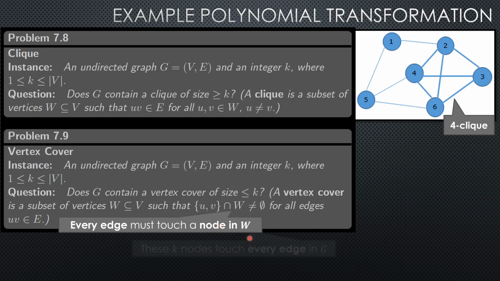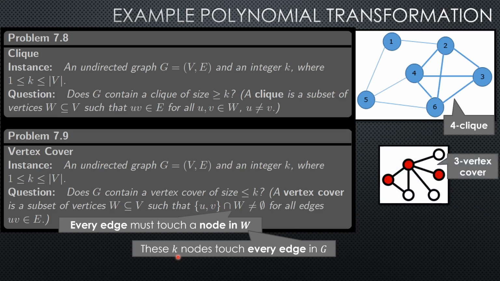The other way to view that expression is that the k or fewer nodes in the vertex cover together have to touch every edge in G. So take the union of all the edges touched by the vertices in the vertex cover. The union of all those edges should be all of the edges in the entire graph.